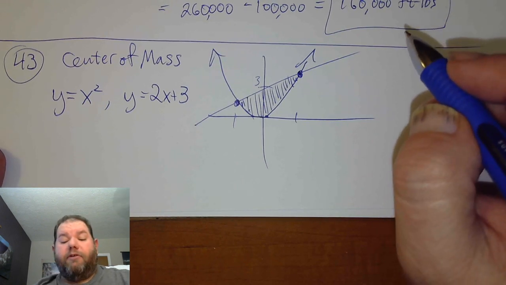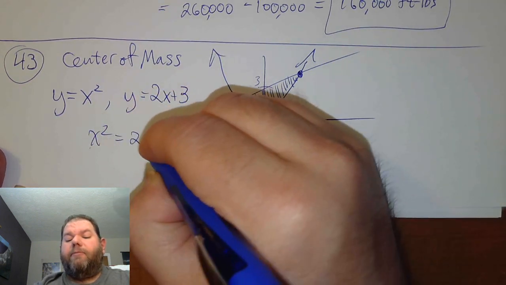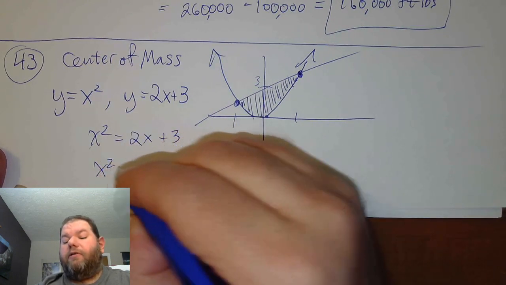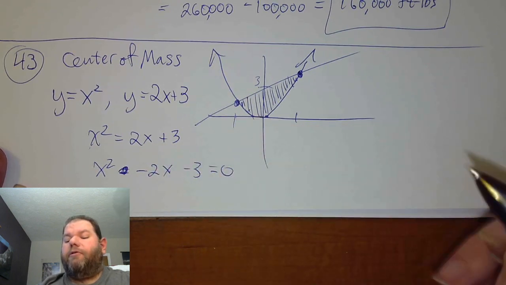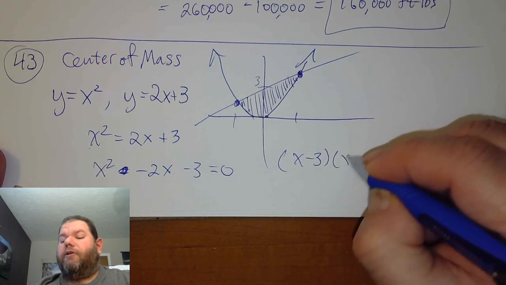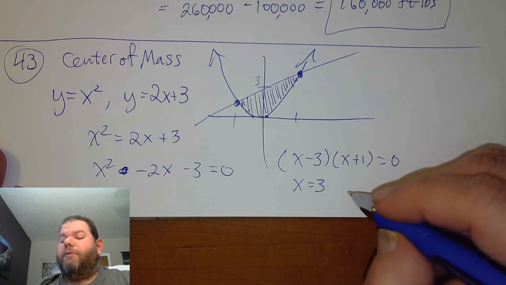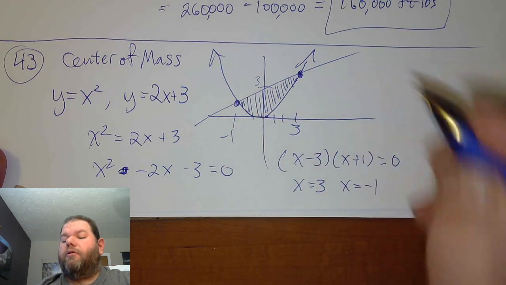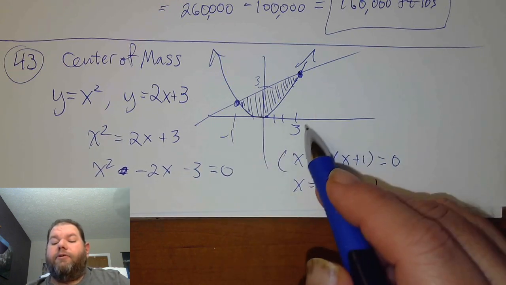So to get those limits of integration, we'll just set the two equations equal to each other. x squared equals 2x plus 3. Because it's quadratic, we'll move everything over to the left. So x squared minus 2x minus 3 equals 0. We can factor that: x minus 3, x plus 1. And so we get x equals 3 as one limit of integration, and x equals negative 1 as the other. So we know we're going to go from negative 1 to 3.